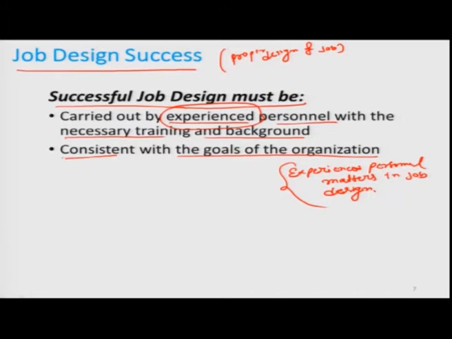And second thing, consistent with the goal of the organization, means whatever you are designing for a work system, always keep in mind what the goal of your organization is. If you deviate from that goal while designing a work system, it will not work in actual conditions, because the goal is the top priority and must be kept at the top.